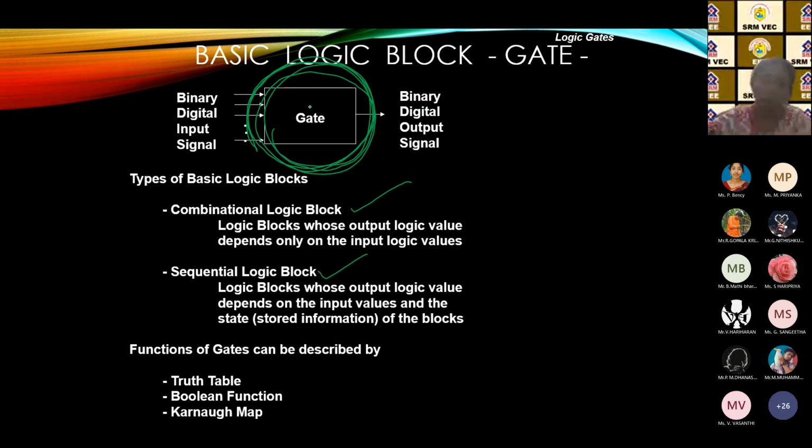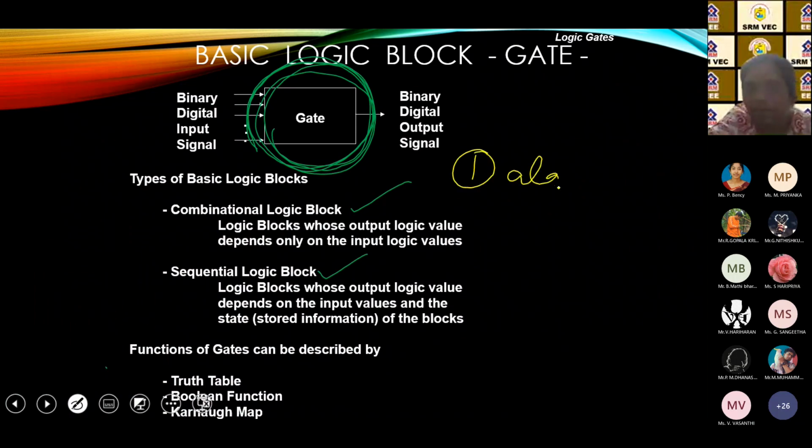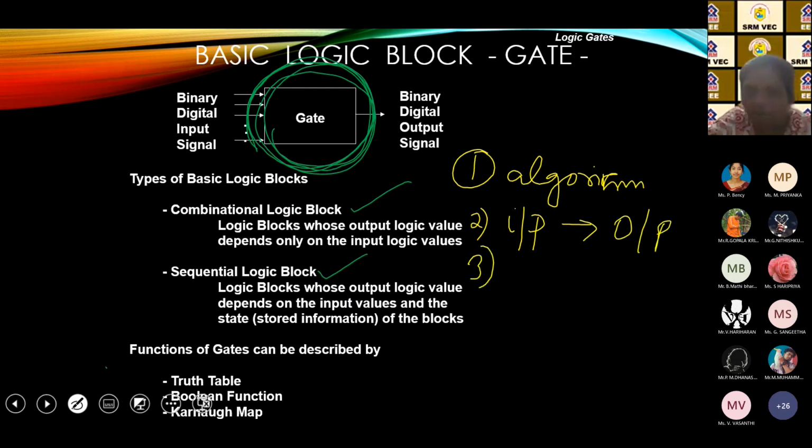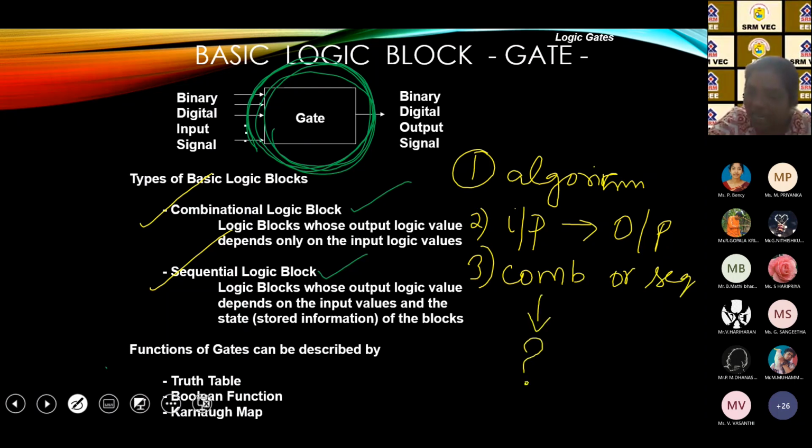Now the next question. First, I have an algorithm. Next, we know what inputs are given to it and what outputs are taken out of it. And third, I should choose what logic I am going to use, whether combinational logic or sequential logic. You have to choose that. If it is a combinational logic, how to design the circuit? If it is a sequential logic, how to design the circuit? This is your next question.